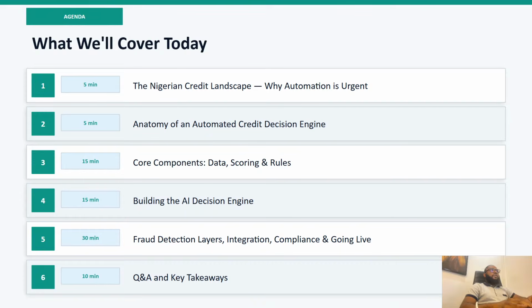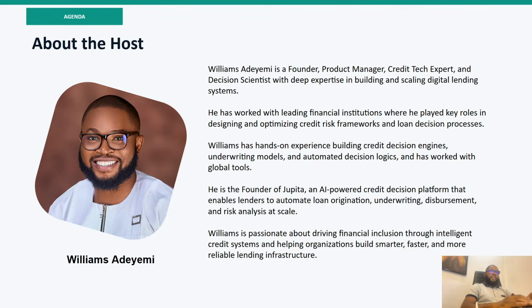For today, we'll be covering the Nigerian credit landscape. We'll get to know why automation is actually urgent. Then we'll go through the anatomy of an automated credit decision engine. We'll also talk through the core components of a credit decision engine, as well as building the AI decision engine itself. We also go through the fraud detection layers, the integration, compliance, as well as going live with your decision engine. Then we'll take questions and answers. This should take about 60 minutes. So let's get right into it.